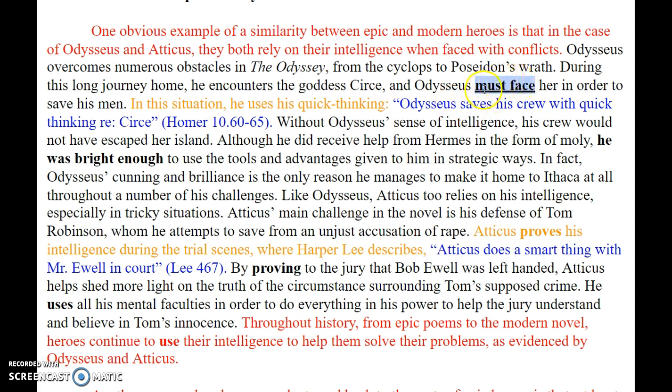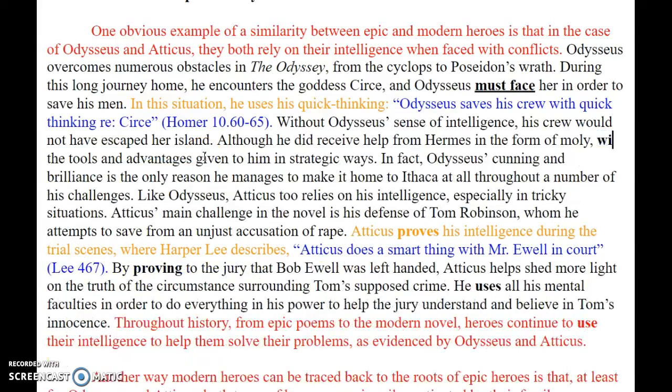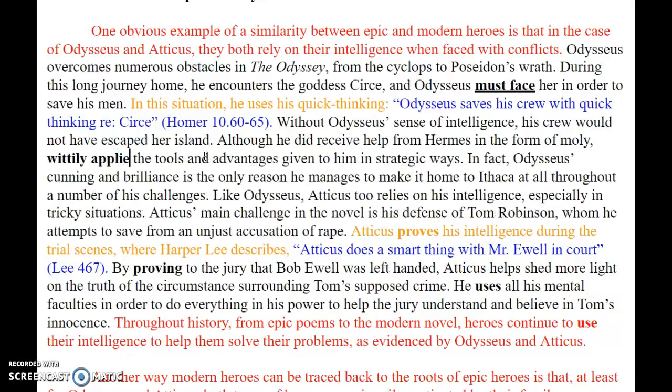Another one where I use an is verb is was, right here, where I say he was bright enough. So I can fix that by saying, instead of he was bright enough to use the tools and advantages, he wittily applied the tools and advantages given to him in strategic ways. Okay, so it's the same general idea, saying he's smart, but without using the word was.